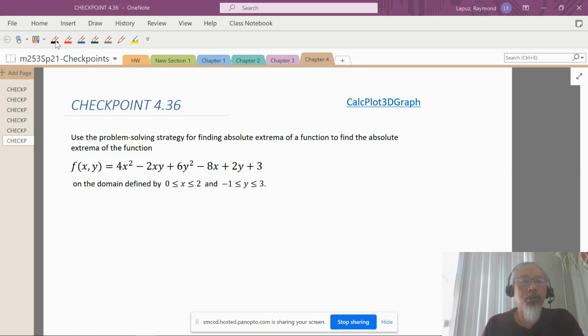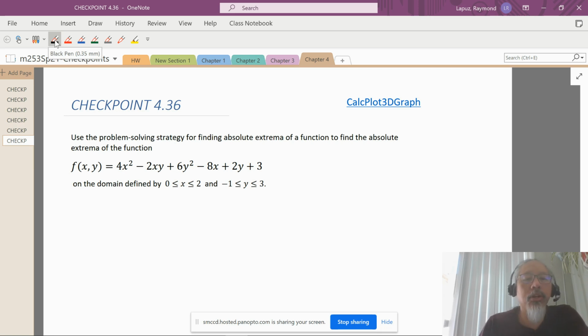Hello, this is checkpoint 4.36. They want us to use the problem-solving strategy to find the absolute max and min for this function, to find the extrema, absolute extrema.